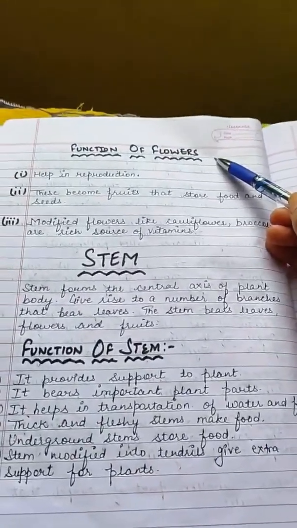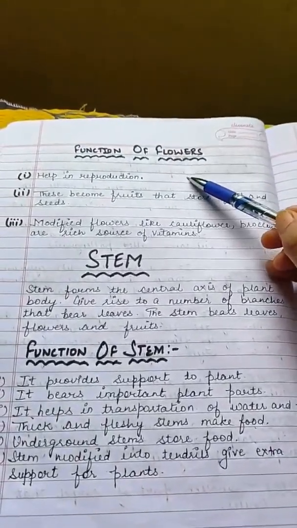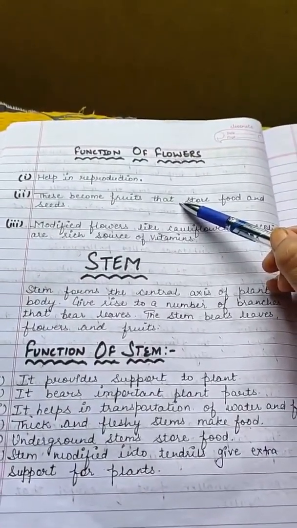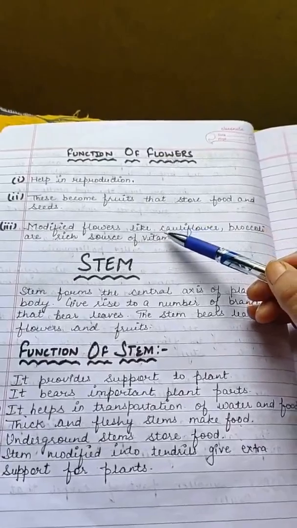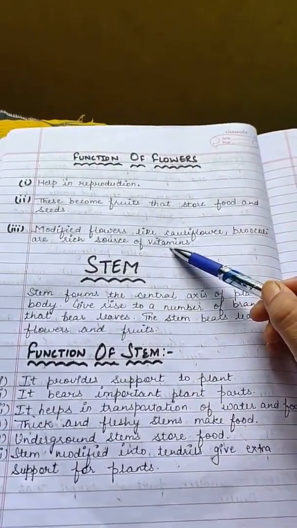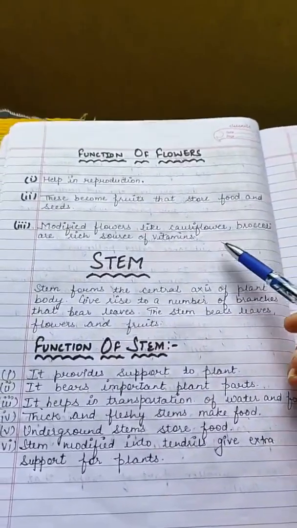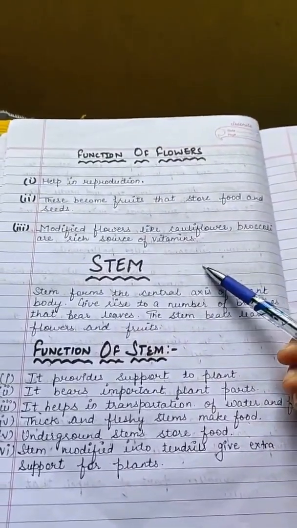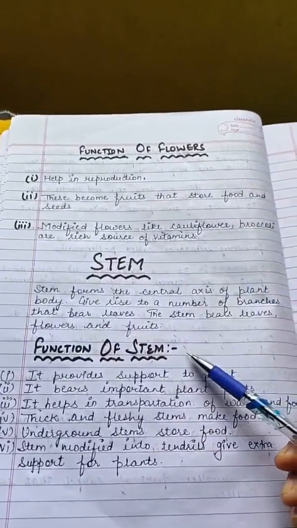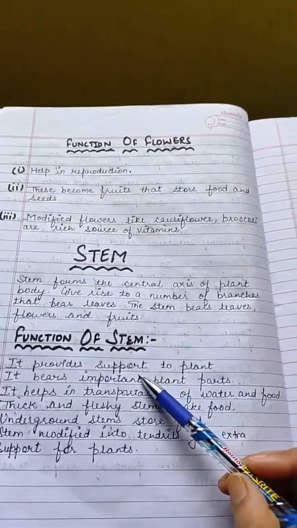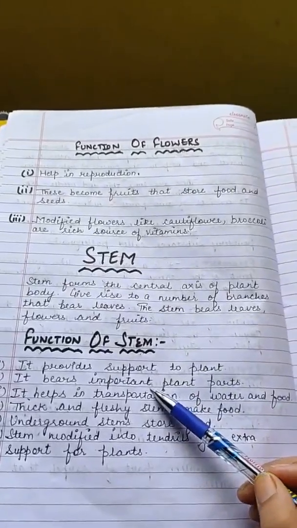Next is the functions of the flower. Help in reproduction. They become fruit that store food and seeds also, and some modified flowers are rich source of vitamins like cauliflower and broccoli. Now the next is stem. Stem is the central axis of the plant body, and they have several functions, like they provide support to plant, they bear important plant parts, etc.